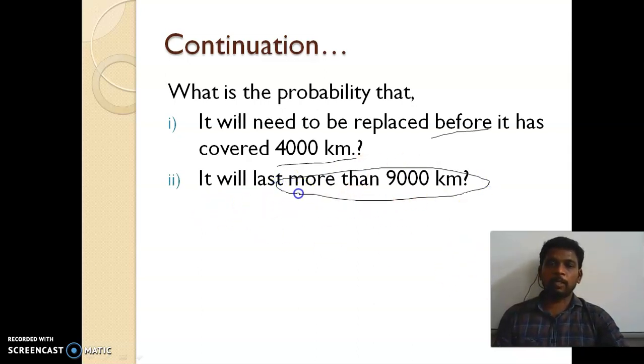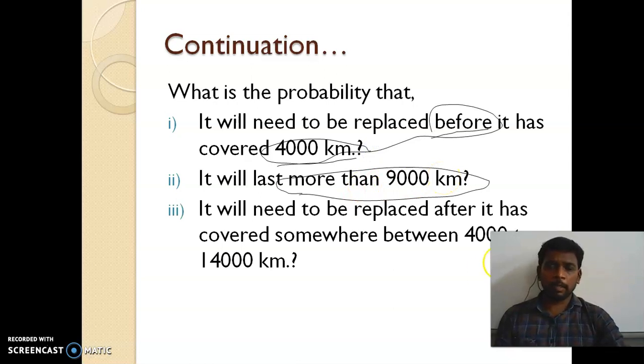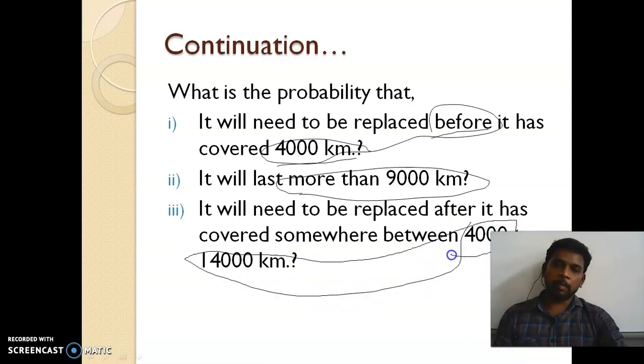So more than 9000 is the second event. So the first event is before 4000, and the second one is more than 9000. And what about the third question? Between 4000 to 14,000 kilometer. Okay, so we are going to find out the answer for them.